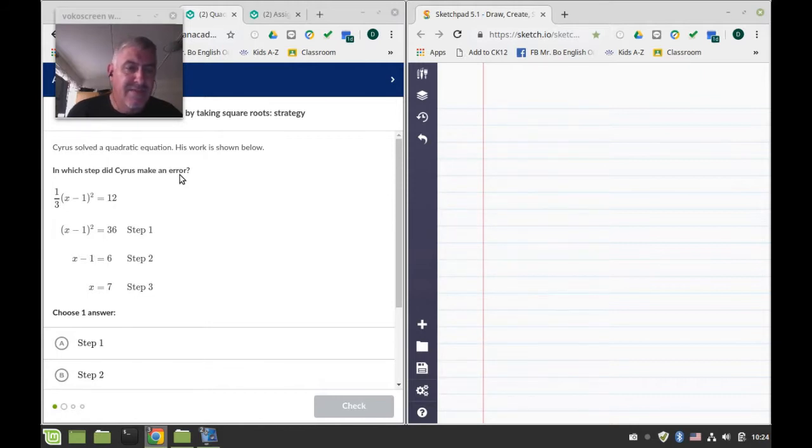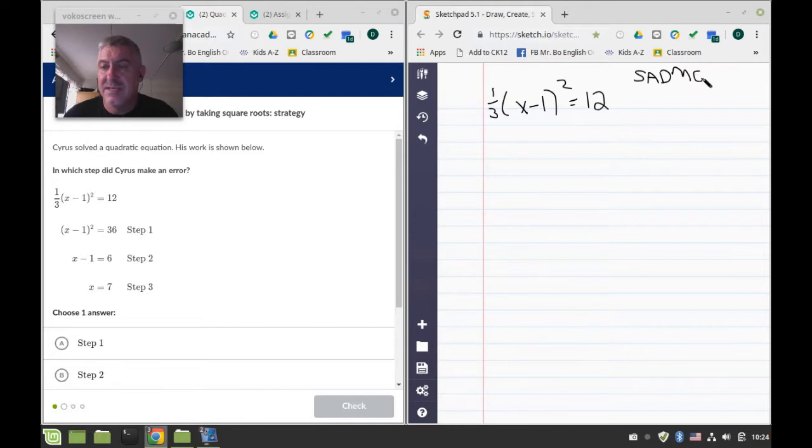So if we want to find the step that made the error, ข้อไหนที่เขาทำผิด. Alright, so let's start. And we'll do it right, and then after we do it correctly, we can see what the mistake is.